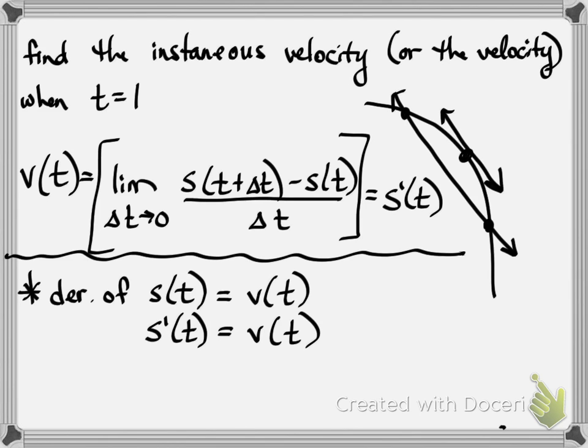And one last thing right here. Speed is the absolute value of velocity, because speed is always positive. Even if an object is falling, like our billiard ball, which was falling at 48 feet per second, its speed was 48 feet per second.